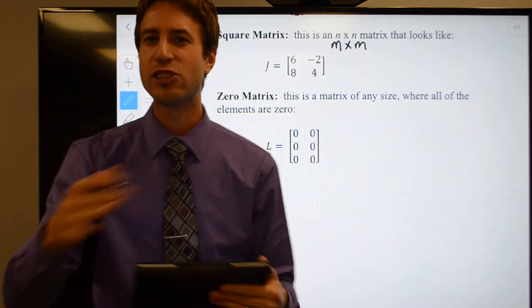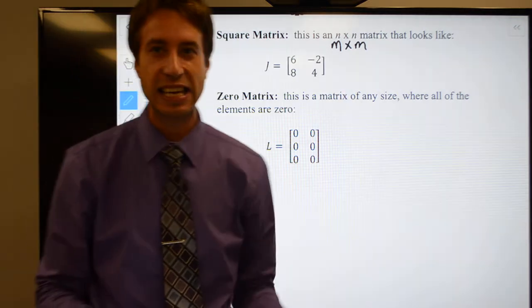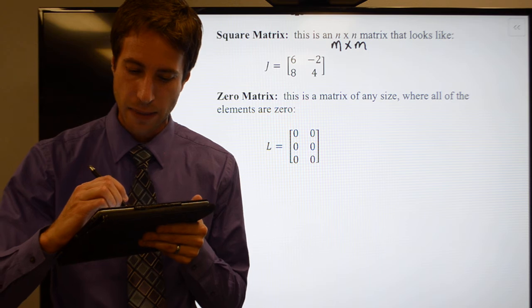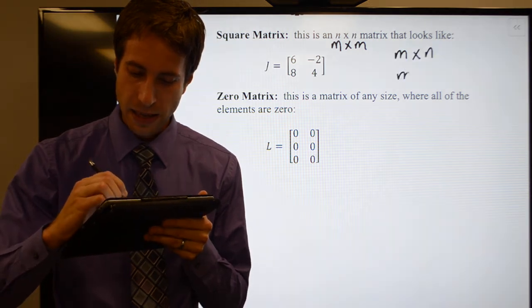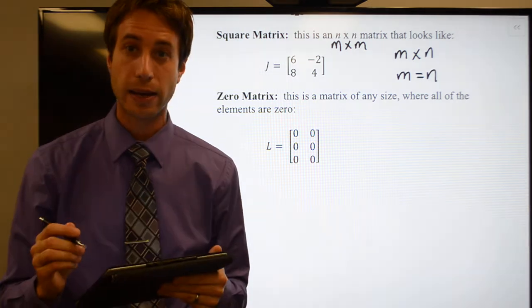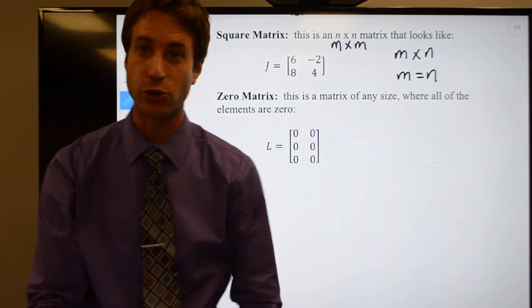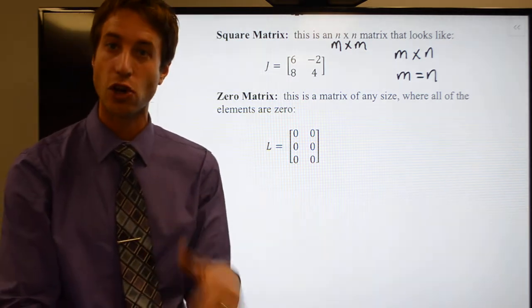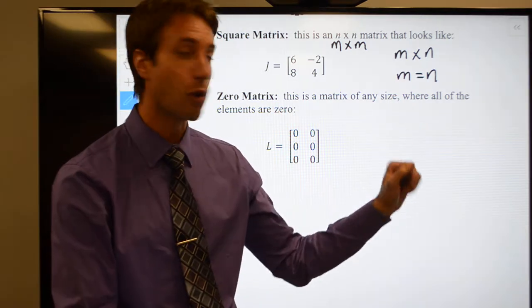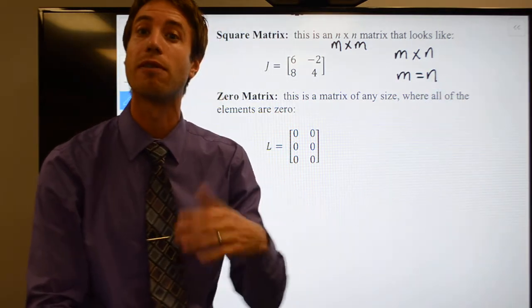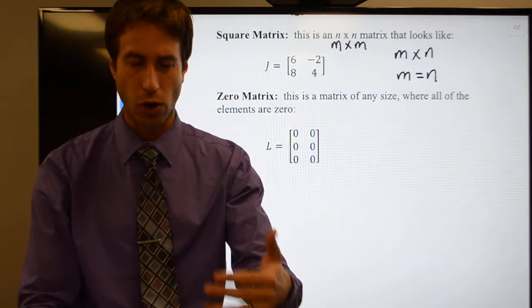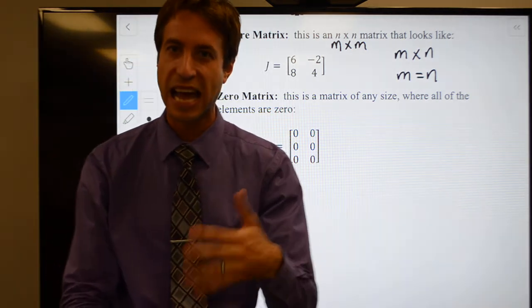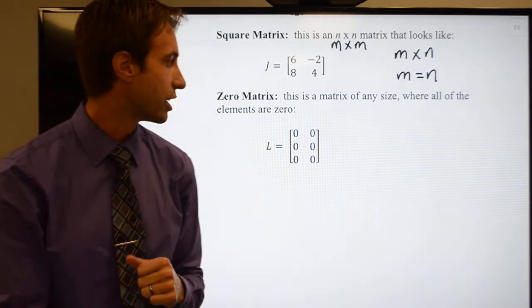The point here is simply this. If I give you a matrix that is m by n, and m is equal to n, it's going to be a square matrix. As long as the dimensions are the same, whatever the number of rows, it's equal to the number of columns, you have a square matrix. And we are going to come across a lot of square matrices as we work our way through this chapter.